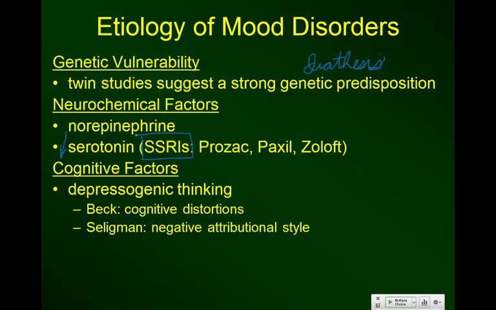I want to emphasize before we wrap up today these two bullet points about cognitive factors in the development of things like depression. Aaron Beck says that there are distorted ways of thinking that people who are depressed tend to engage in. Number one, they do things like what we call all or nothing thinking, where they see the world in very black or white ways. So they see things in extreme forms.